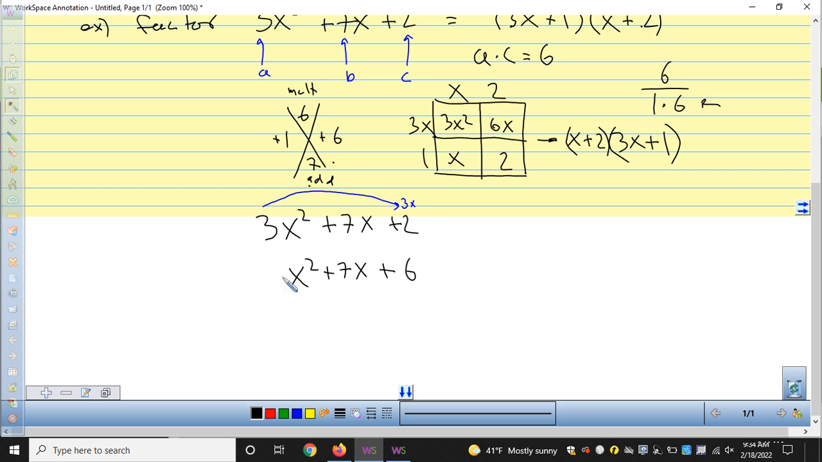And now I'm going to factor this. So this is like what we did yesterday with a equal to 1. And our factors of 6 that add up to 7, we know are 1 and 6 already. If we started out doing this, we'd have to figure out that our factors were 1 and 6. So this is going to be x plus 1 times x plus 6.